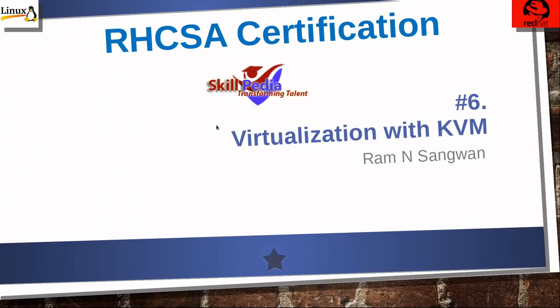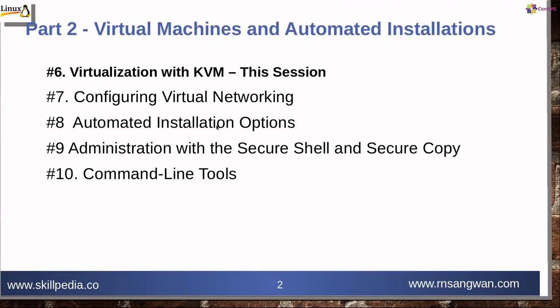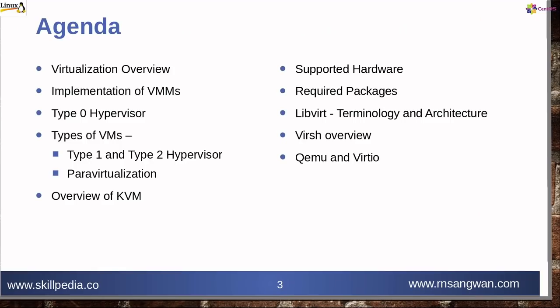6. Virtualization with KVM. Part 2, we already have done part 1. This is part 2 wherein we have 6 lectures. Session 6 is for virtualization with KVM, that is this session. After that we have configuring virtual networking, then automated installation options using Kickstart, then administration with SSH and SCP, and then command line tools. So these are the 5 lectures in part 2.